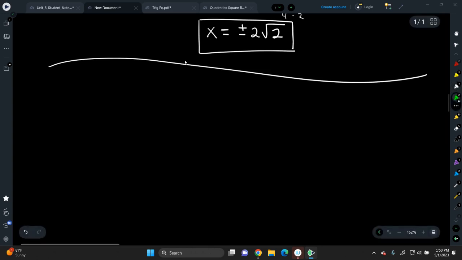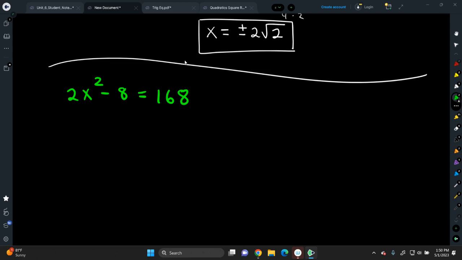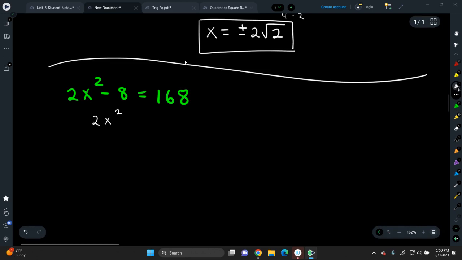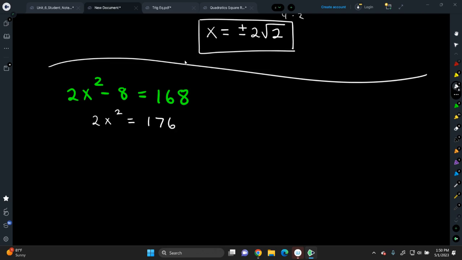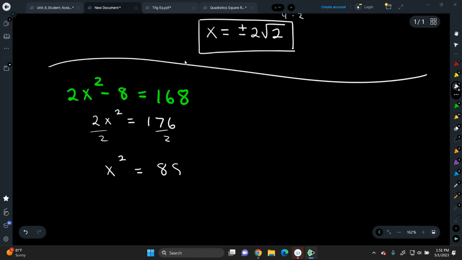I wasn't even there. Okay, let's do 2x squared minus 8 equals 168. Let's add 8 to both sides. So we get 2x squared equals 176. Divide by 2. So we get x squared equals 88.